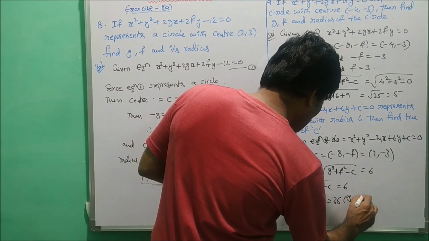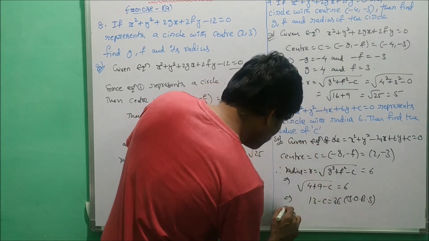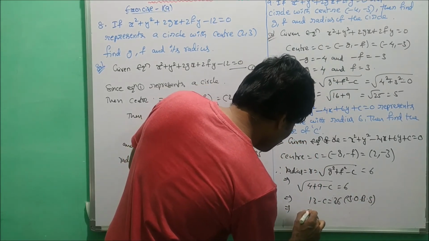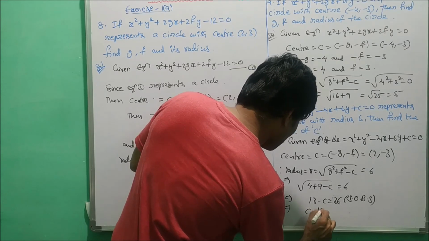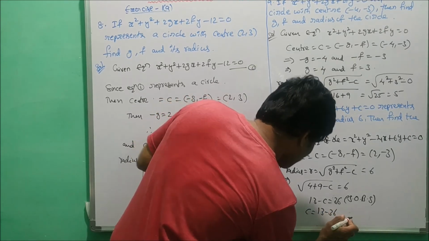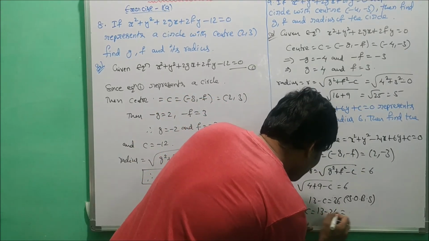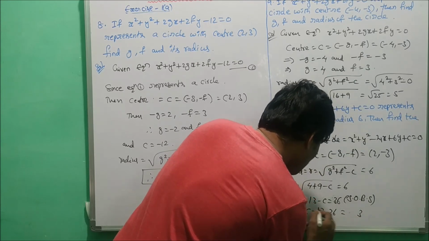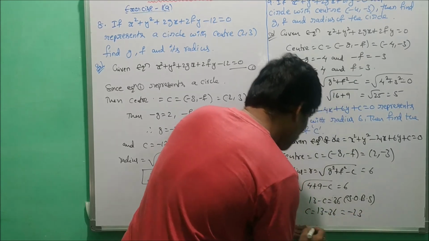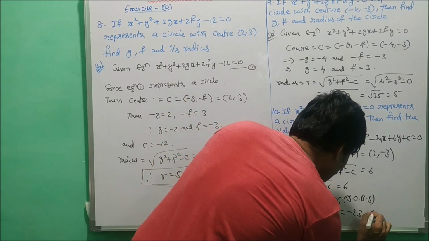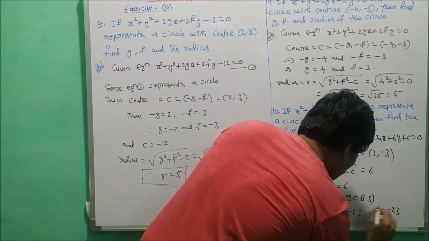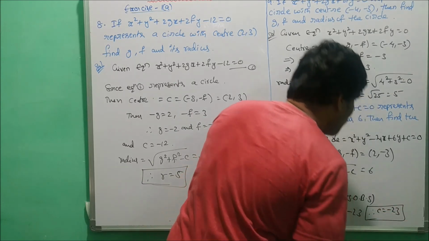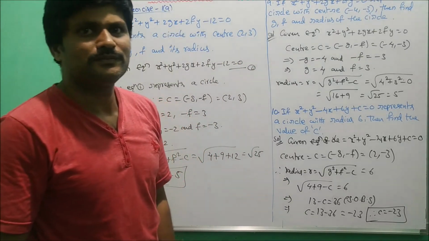Here squaring on both sides we have. Now from this, c equals 13 minus 36. That equals minus 23. Therefore c equals minus 23. This is the solution for this problem.